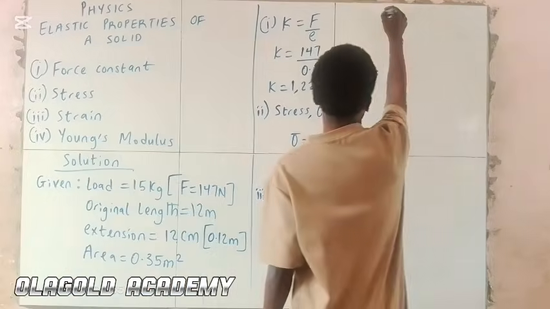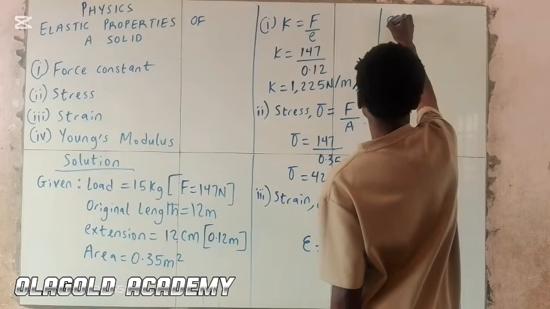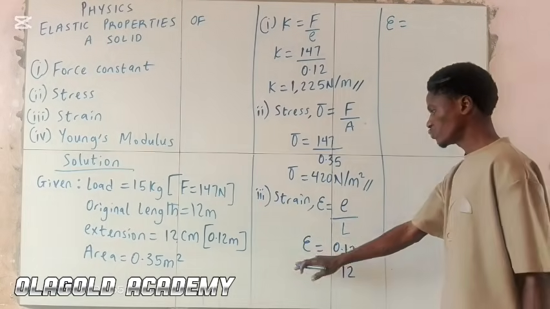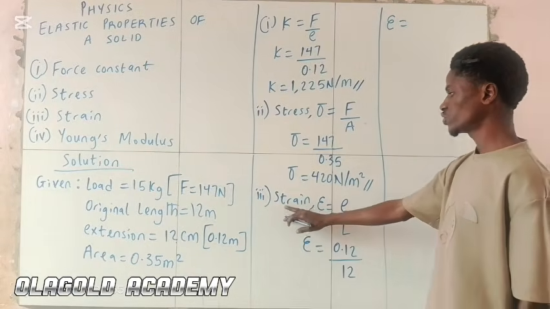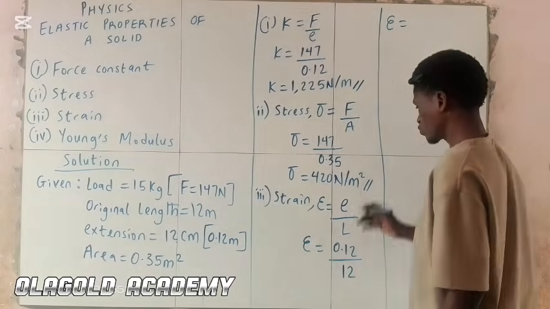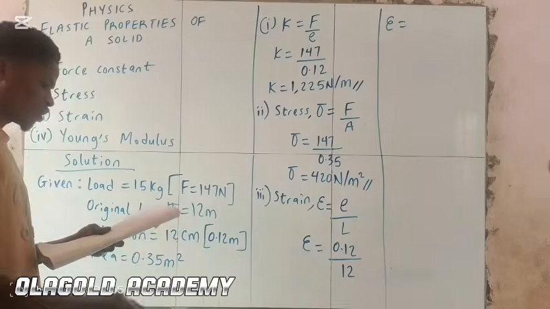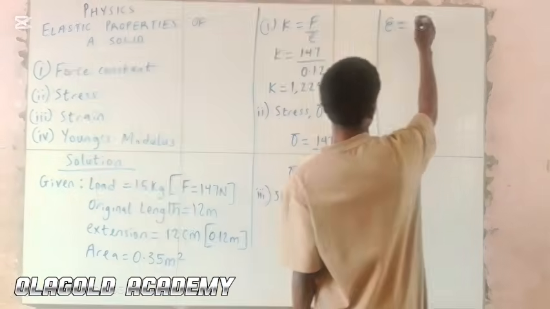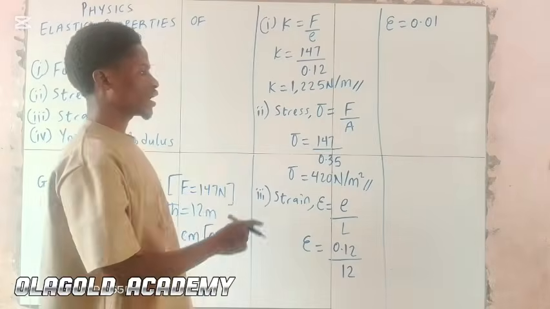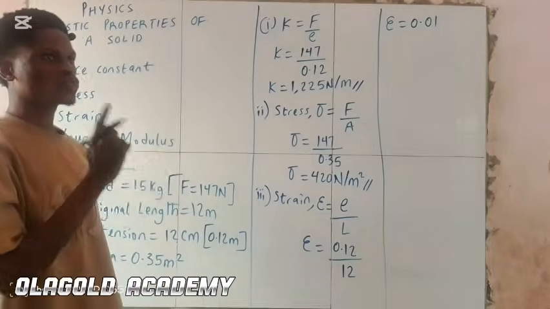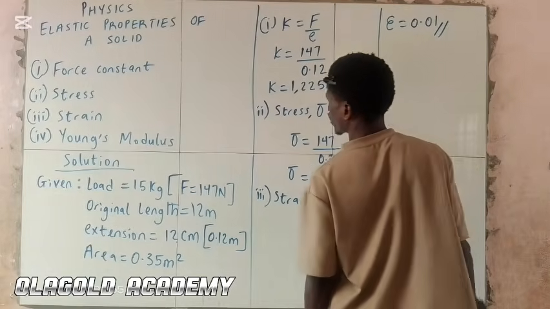Alright, if we divide further, strain, which is epsilon, equals 0.12 divided by 12, which gives us 0.01. Remember that strain has no SI units. So we have this as our final answer.